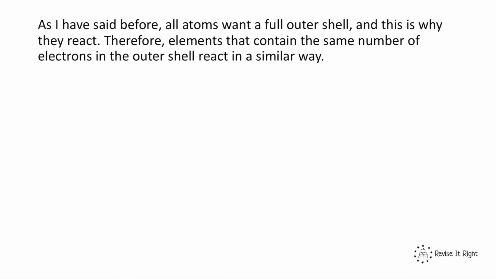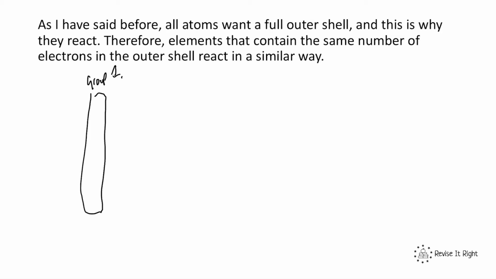Now, as I said before, all atoms want a full outer shell, and this is why they react. The whole purpose of them reacting is to gain that full outer shell. Therefore, elements that contain the same number of electrons will react in a similar way. So this means that all elements in group 1 have 1 electron in their outer shell, and that therefore explains why they all behave in a similar way, that they're all very reactive, because they all have the same amount of electrons in their outer shell.